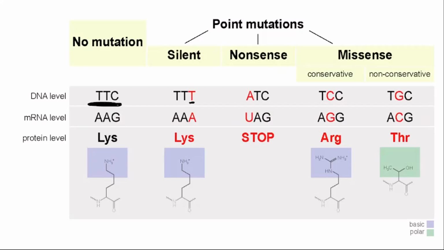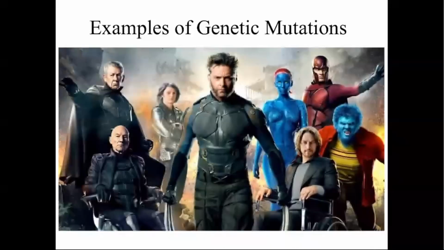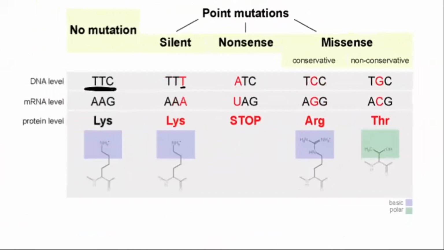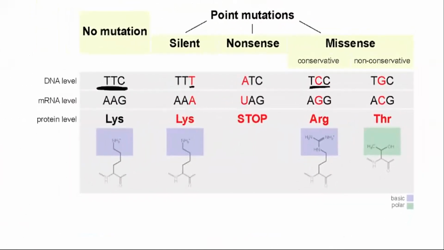Let's move on to the last two types of point mutations, the missense point mutations, which can be conservative or non-conservative. So when it comes to a missense point mutation, again, we are comparing these three letters to my original. So again, there's a replacement. A conservative missense point mutation after translation and transcription makes an amino acid that is from the same family of the original amino acid that you started with.